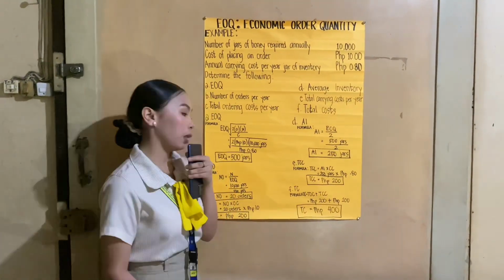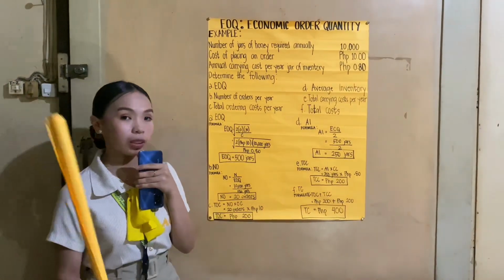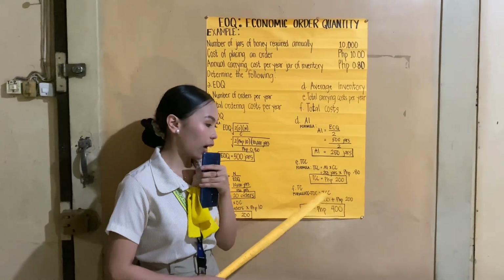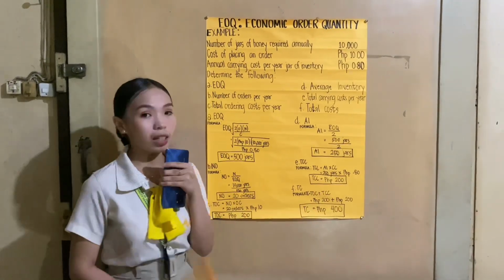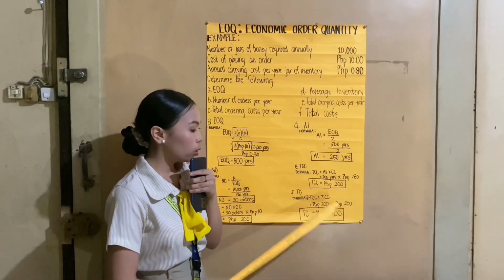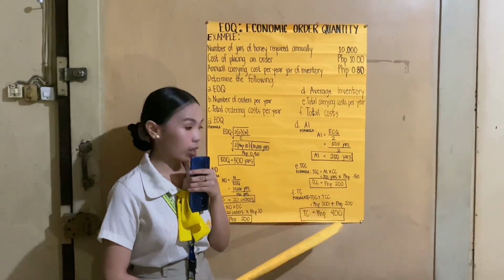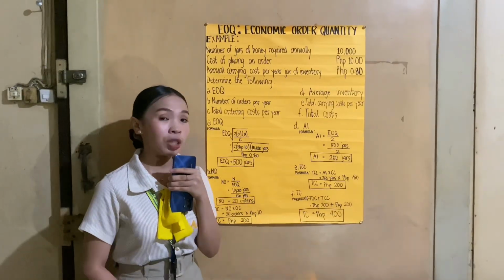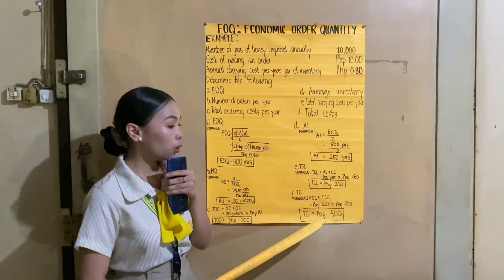So, lastly will be the total cost. So, the formula for total cost is TC equals TOC plus TCC, which means the total ordering cost plus the total carrying cost per year. So, ito siyang i-substitute. So, TC equals TOC, which is 200, plus TCC, which is also 200, is equal to total cost of 400 pesos.